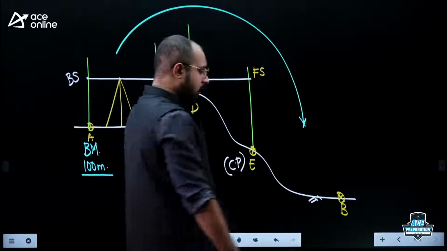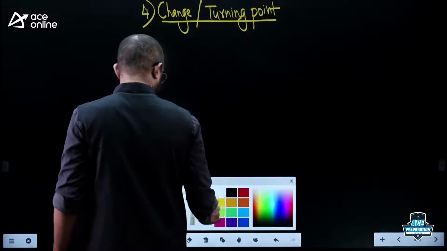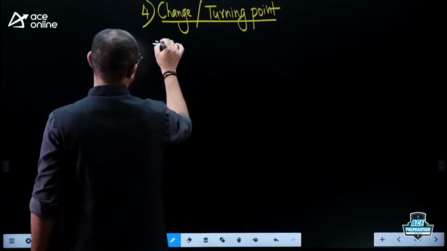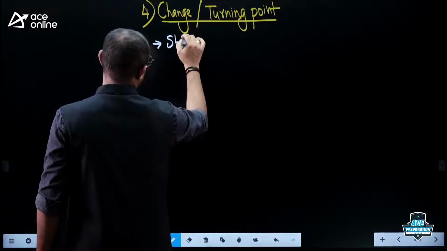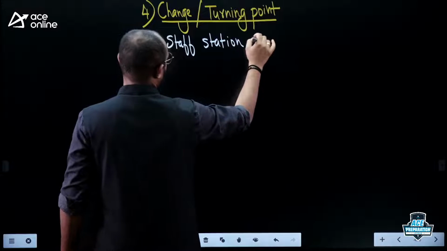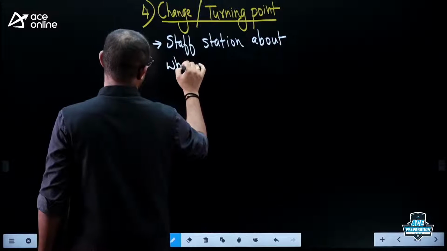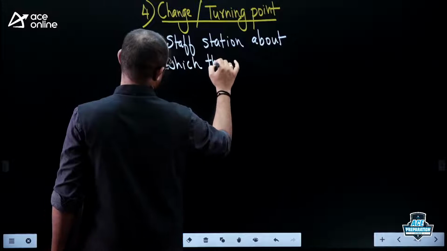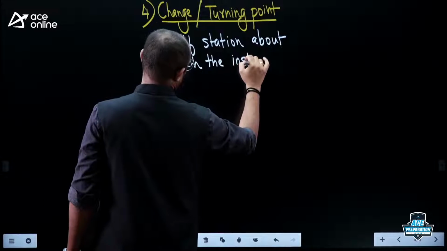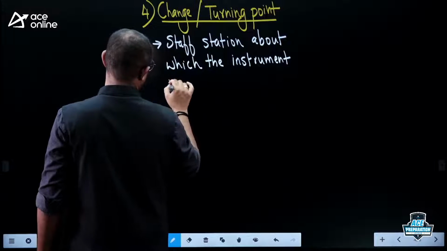That's it. Let me write down here. What is my change point? Change point represents a staff station. It represents a staff station about which the instrument is shifted.